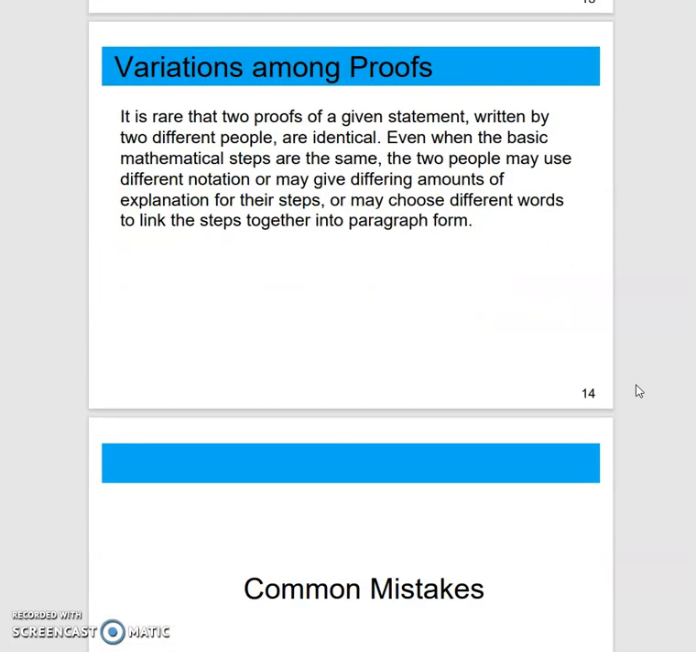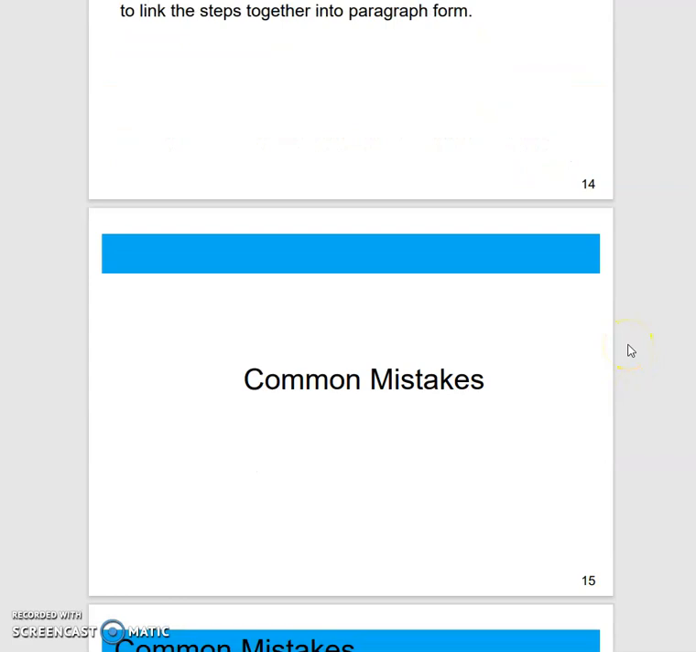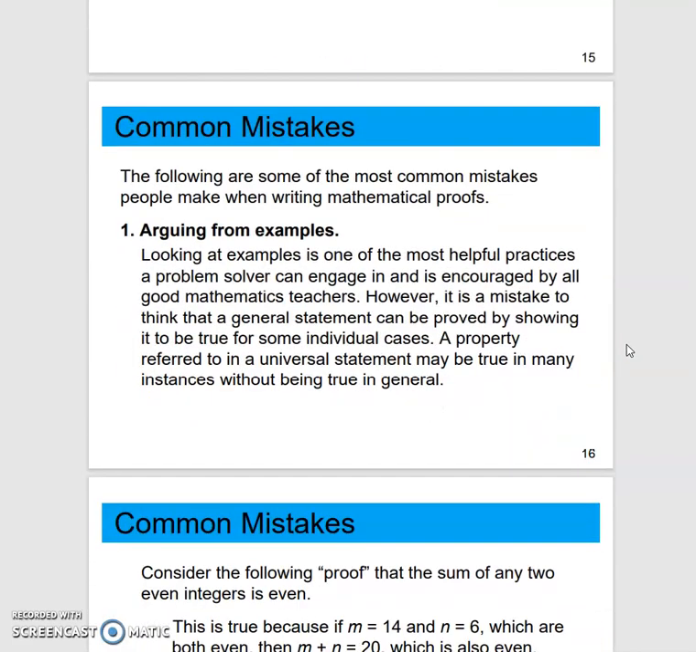Alright, let's talk about some variation among proofs. We always tell people every proof is different. You'll see my proofs here, and you'll see some of our textbook authors' proofs. They're going to look a little bit different, and that's okay. We're still hitting the stuff we need to. They don't have to be identical. Let's hit some common mistakes.